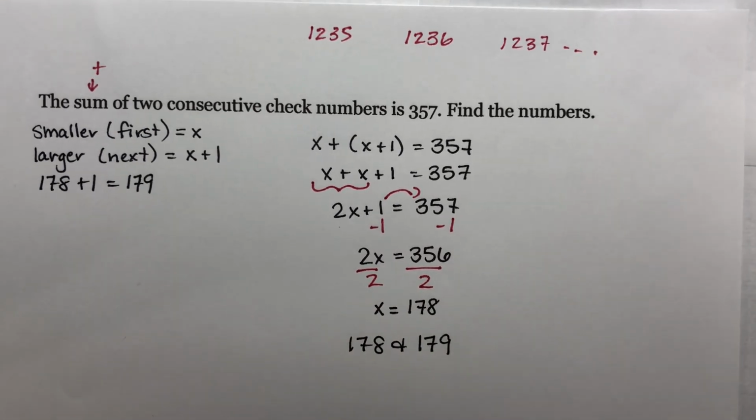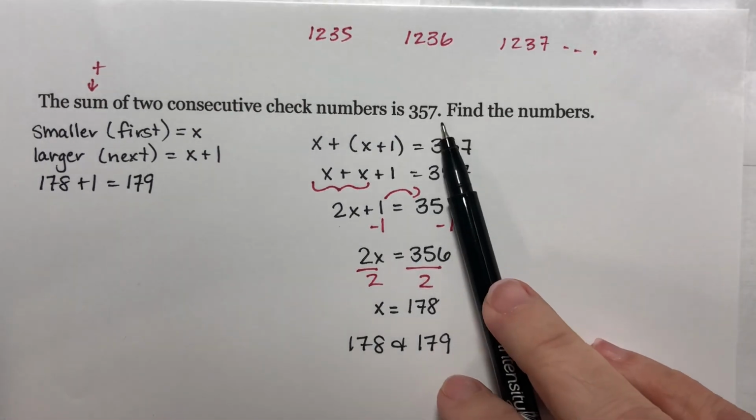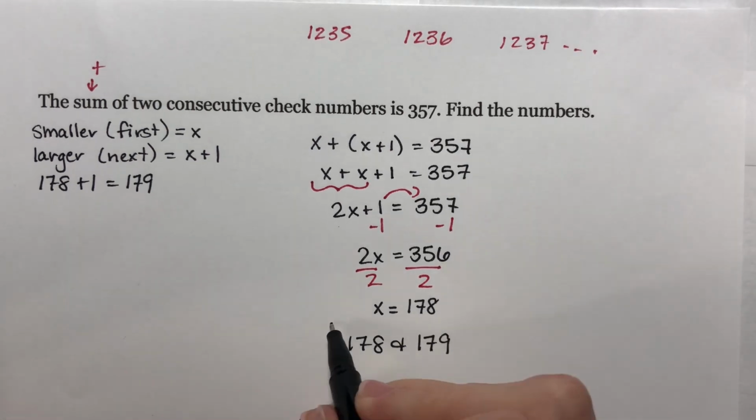Now, are these reasonable? We got whole numbers, not decimals or fractions, so that's good. Also, check numbers are not negative. You can have consecutive negative integers, but they don't make sense in this real world. So I've got positive numbers. They are consecutive. It is easy to check that they add back up to 357. This is your answer.